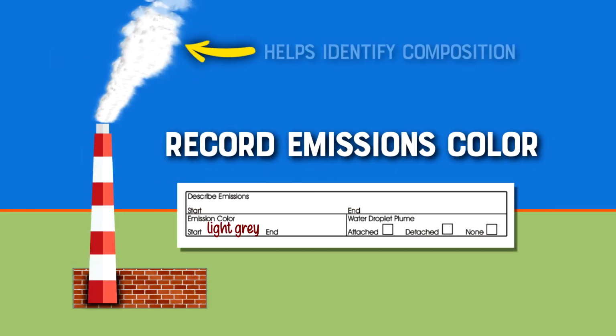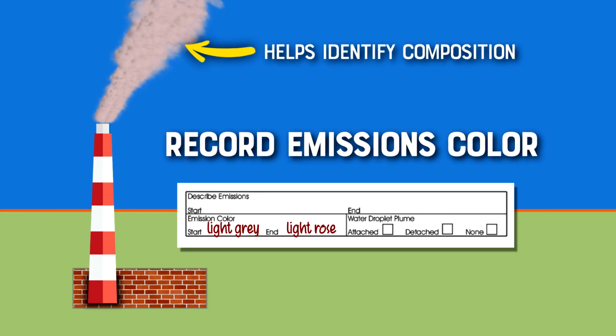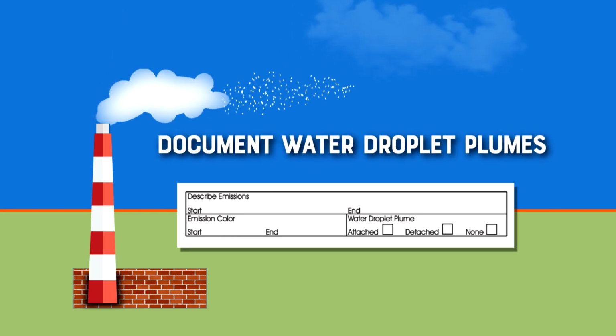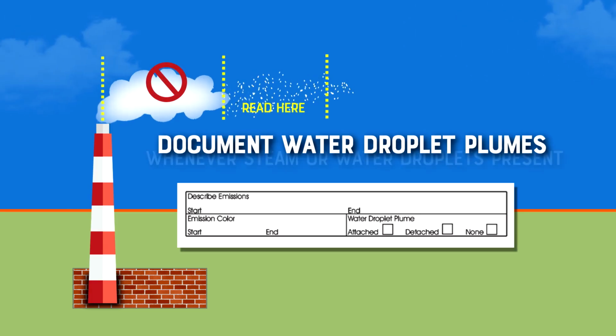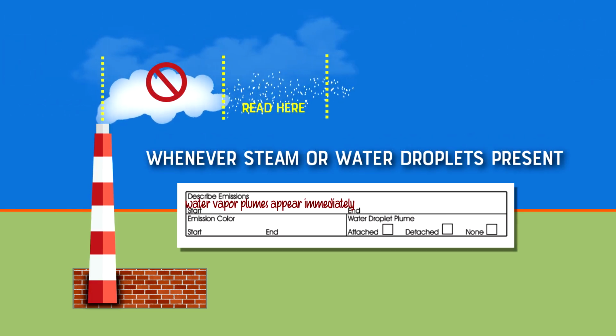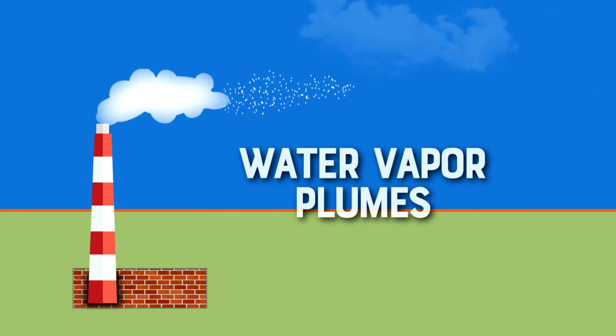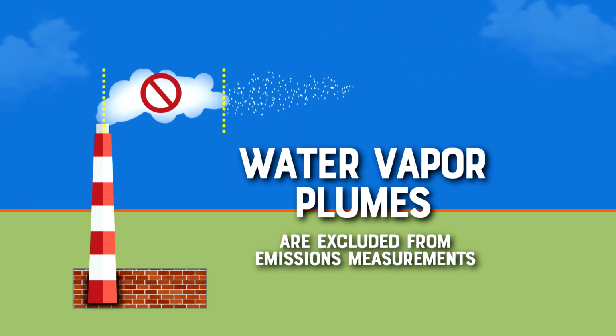The emission's color helps identify its composition and determines contrast for opacity measurements. Record the initial color and document any changes that occur during observations in the data table's comment fields. Document water droplet plumes whenever steam or visible water droplets are present, though readings are preferable during periods without steam plumes. Water vapor plumes are excluded from emission measurements.